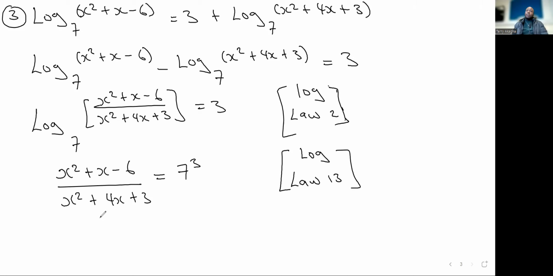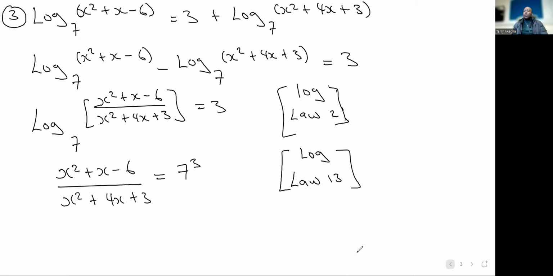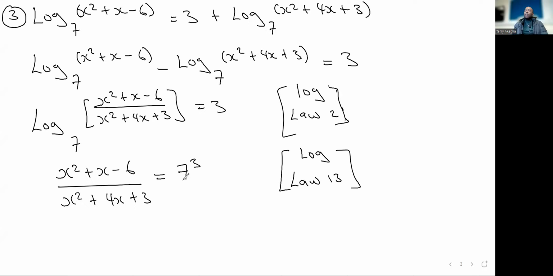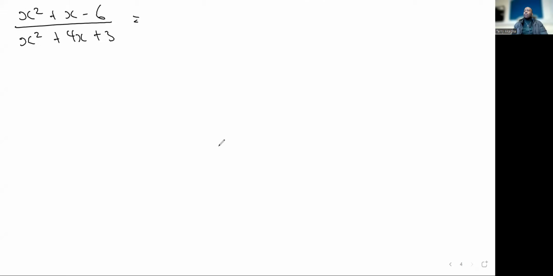So we can then simplify. You can now break this down. So I can go to a new page. So we have (x squared plus x minus 6) divided by (x squared plus 4x plus 3) will be equal to 7 raised to the power 3, which is the same thing as 343, right? So I'll write it as 343.